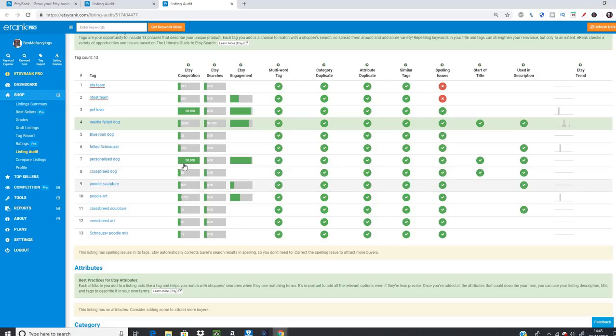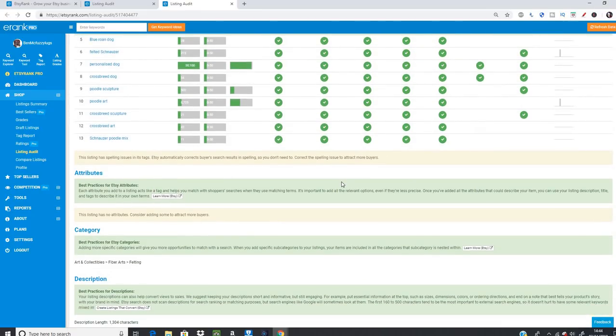And just like the others, we get a view which are good tags. Am I optimized for them? So as we can see, personalized dog was something I was aiming for here. But actually it doesn't get a whole lot of searches, but I know from my listings that I do quite well. I drive quite a lot of traffic from it, so it does have some search history. So I've optimized for that. Personalized dog is somewhere in the start of my title and it's used in my description. So just making sure that my most important things are as optimized as they can be. But yeah, this is probably a listing I need to have a look at.